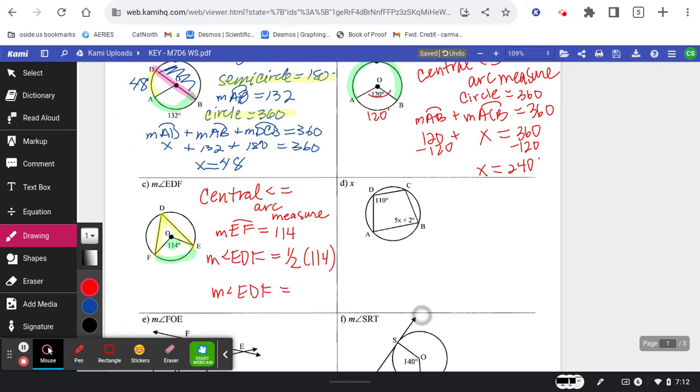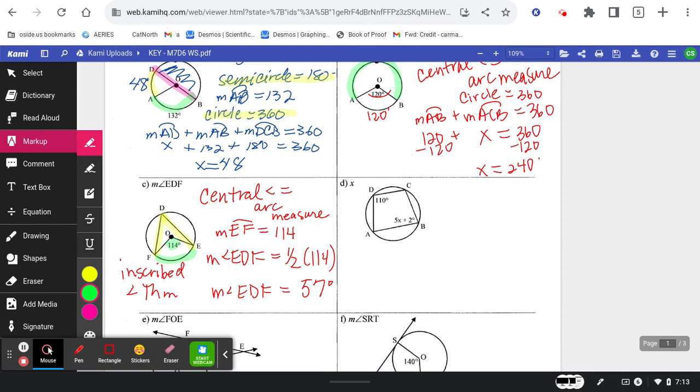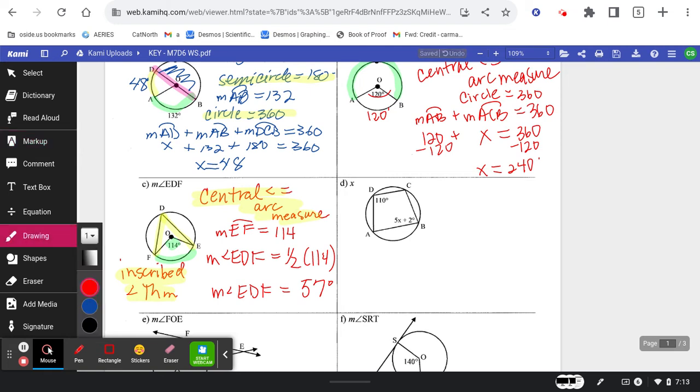Okay, that's 57 degrees. And what did we use for that? Inscribed angle theorem. So my two justifications are inscribed angle theorem and central angle equals arc measure.